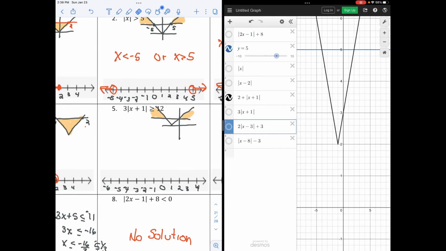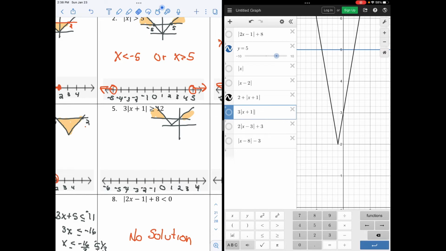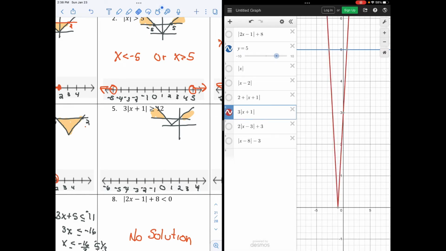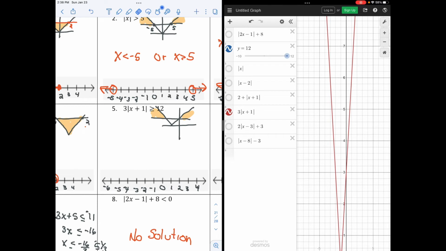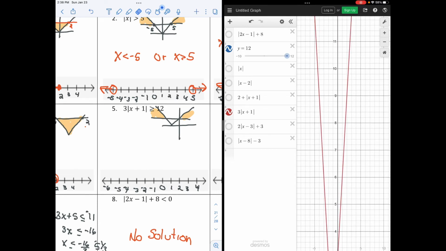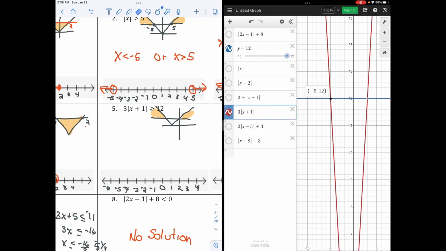You should have gotten, let's see, 3x plus 1 and y is equal to 12. Y is equal to 12. It's all the way up here. Okay, so we're going to get the values of -5 and 3. And it's greater than, so we're going to shade less than or equal to -5, greater than or equal to 3. And so we write x is less than or equal to -5, or x is greater than or equal to 3.